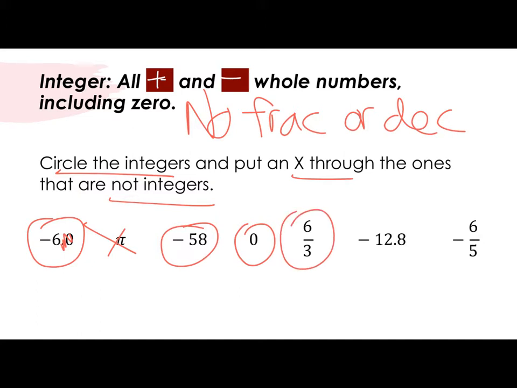Negative 12 and 8/10 is not an integer because it's got a decimal. And then negative 6 over 5 is going to be a fraction or a decimal, so it is not an integer. Integers are positive and negative whole numbers. So for example, negative 5, negative 4, negative 3, negative 2, negative 1, 0, 1, 2, 3, 4, 5. Those are integers. 1.2 is not an integer because it has a decimal.